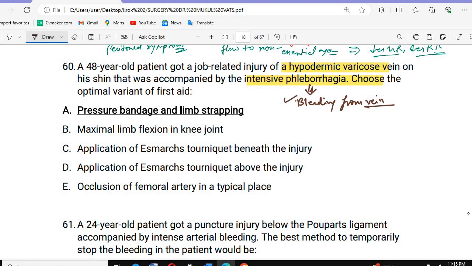In this case, like we discussed yesterday about the varicose vein concept, in a varicose vein we can use sclerosing agents.